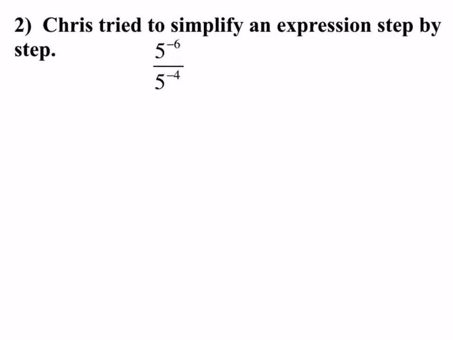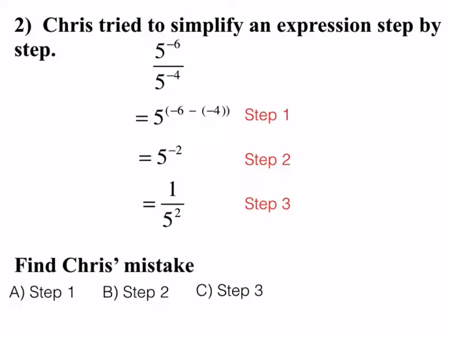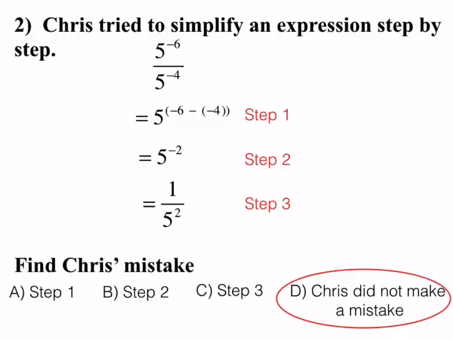Number 2, Chris tried to simplify an expression step by step. The question is, where is the mistake? Step 1, step 2, step 3, or he didn't make a mistake. All right, so where's the mistake in this one? Step 1? Yes or no? No. Step 2? No. Step 3? No. So he didn't make a mistake? Is that right? Okay, right. He did not make a mistake. So we don't have to fix anything there.